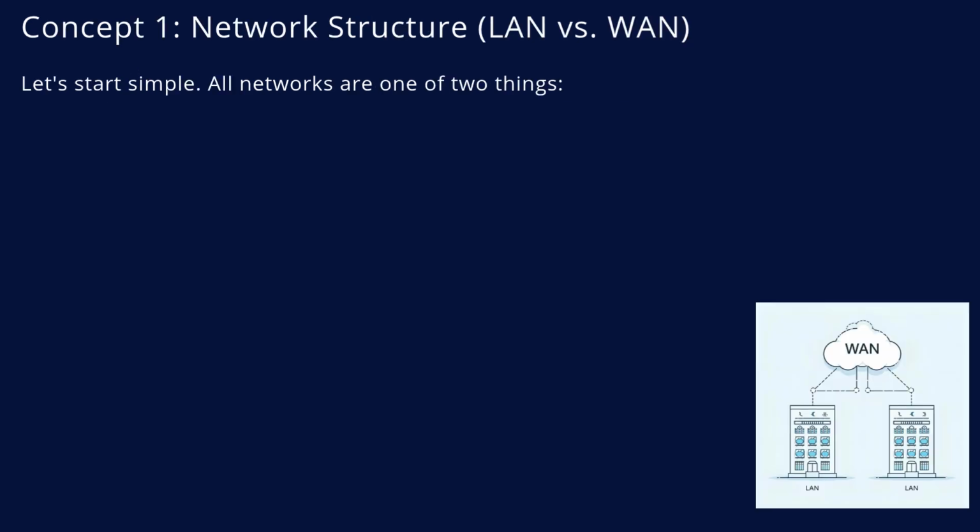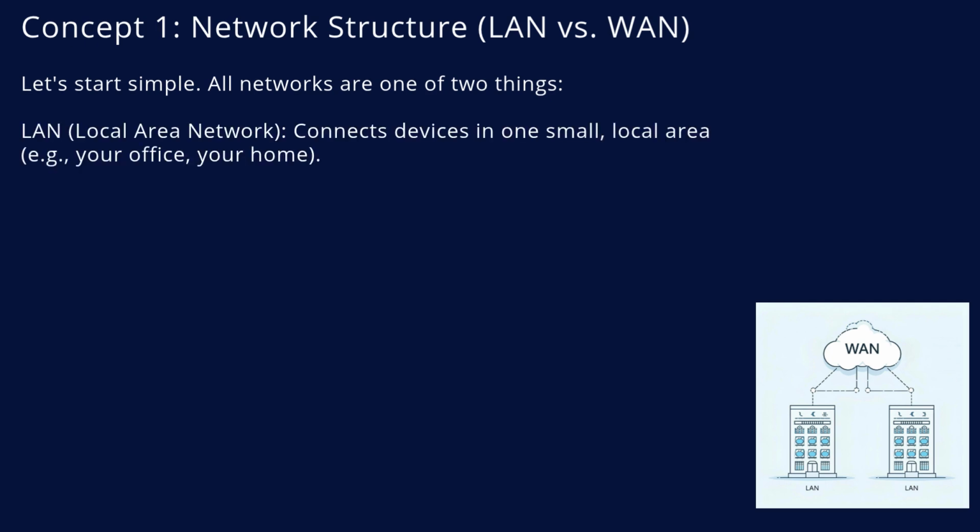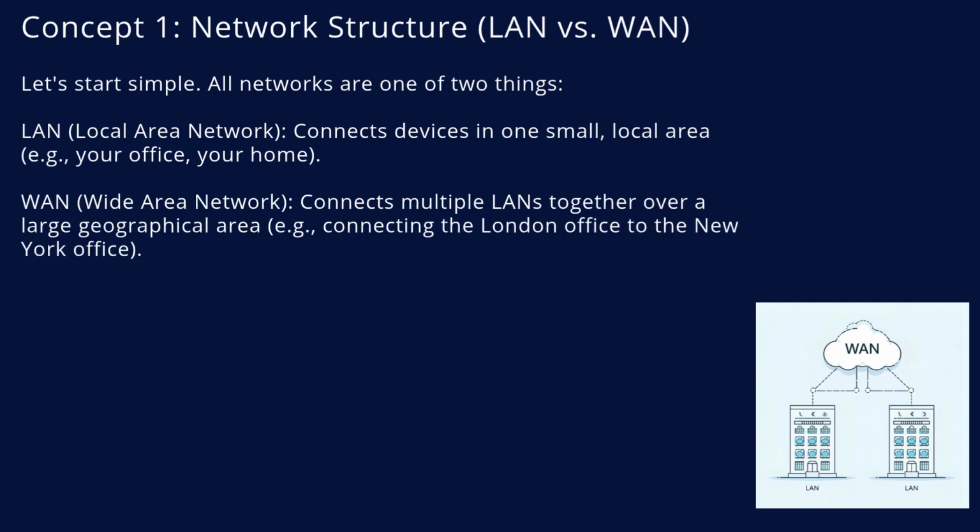Okay, let's start with the first step on our ladder, network structure. This is a very simple but critical concept. All networks can be broken down into 2 main types, a LAN or a WAN. A LAN, or local area network, connects devices within a single, small physical area. The Wi-Fi network in your home is a LAN. The network connecting all the computers, printers, and phones in your office building is also a LAN.